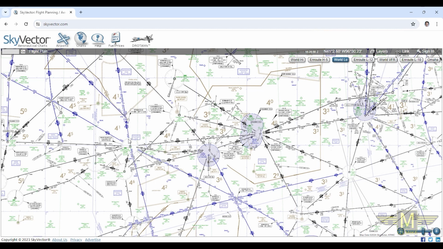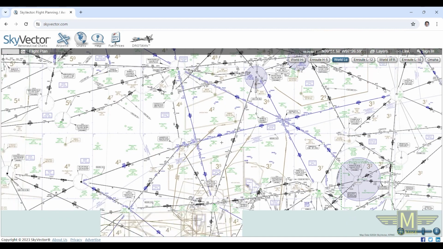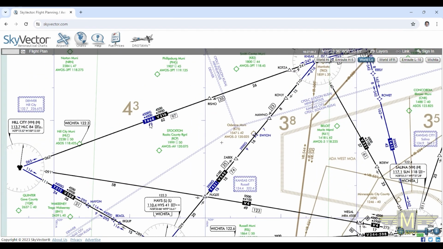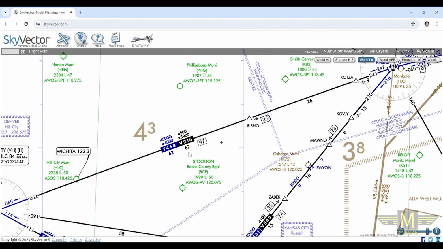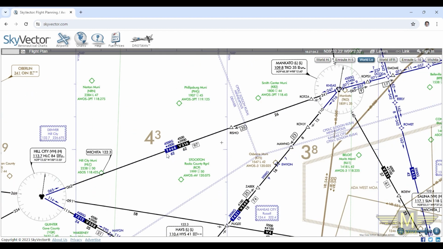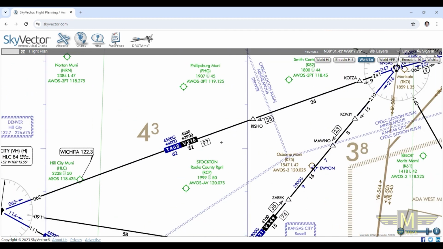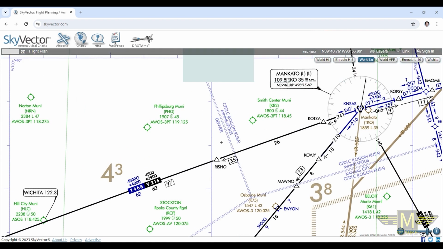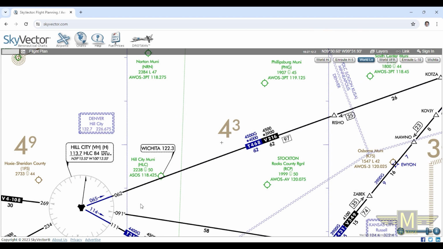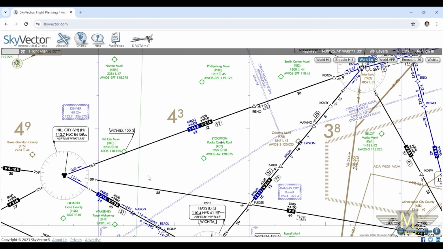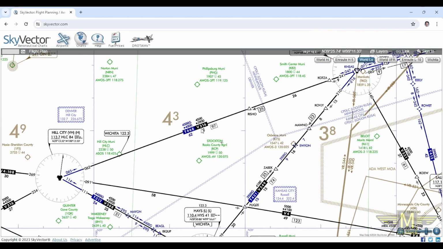Sometimes you will see airways that share, right, like right here. This one can be used for both. Tango 468 and Victor 216 are the same airway between the Mankato and the Hill City Vortacs. So it's 062 radial here for Victor 216.